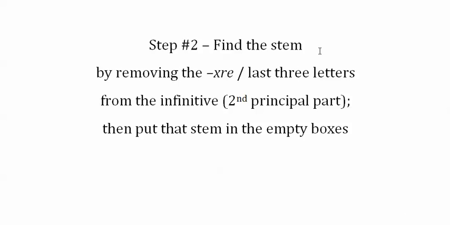For step number 2, I need to find the stem, and I'm going to do this by removing the last 3 letters. So something, here represented by the letter X, and then RE from the infinitive, or the second principal part of the dictionary definition. Then I'll take that stem and I'll put it in all my empty boxes.